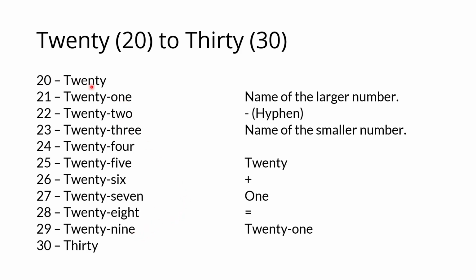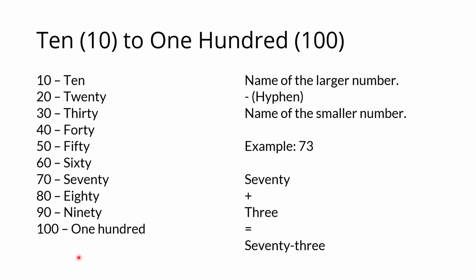So we have 20, 21, 22, 23, 24, 25, 26, 27, 28, 29, and then 30. Okay, so these are the names of each number as it goes up by 10. So we've got 10, 20, 30, 40, 50, 60, 70, 80, 90, and then 100.